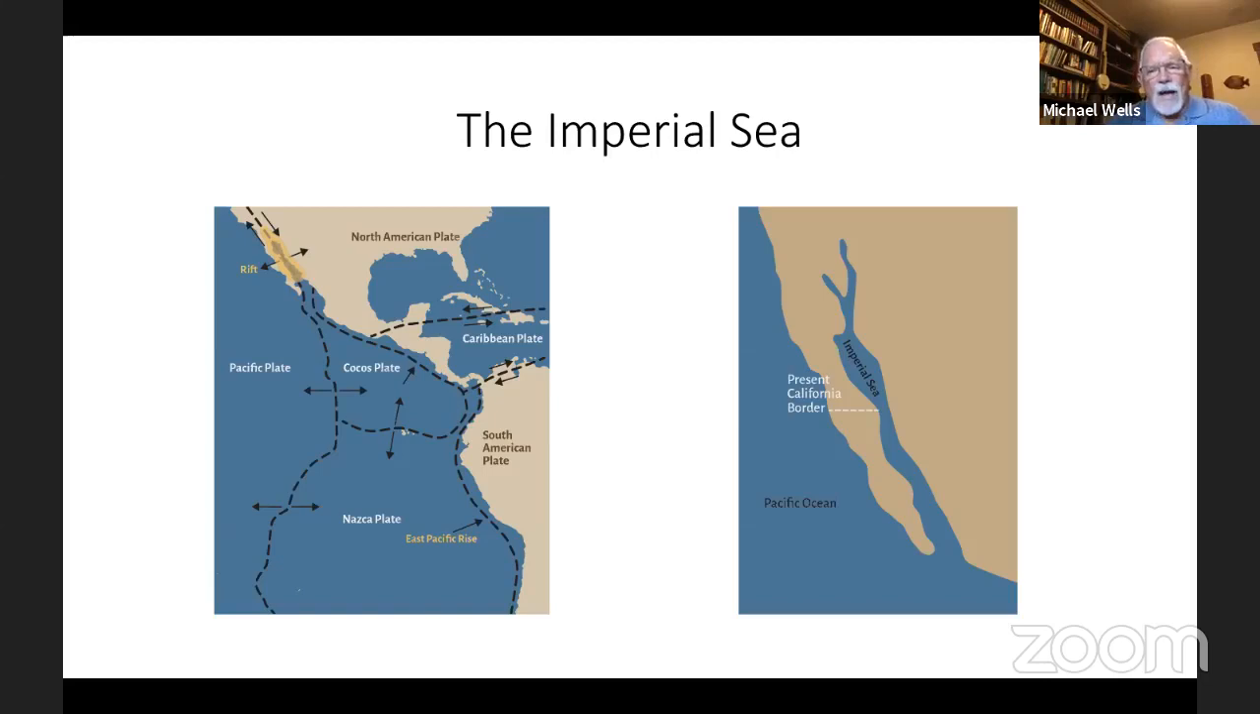Well, at one time, about 6.5 million years ago, that trough reached all the way up to better than 100 miles north of what is now the California-Mexican border. And that area was what we now call the Imperial Sea.